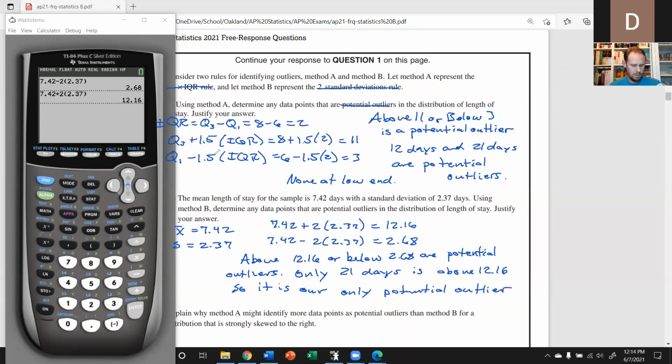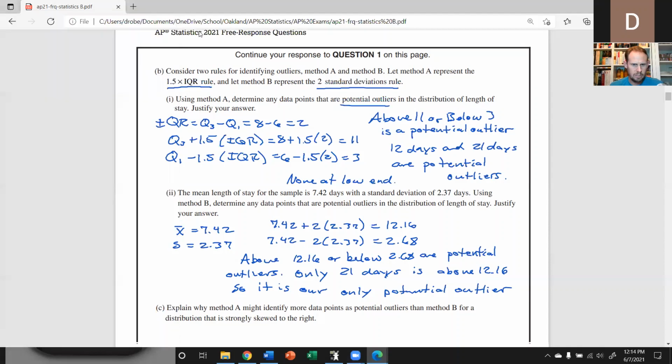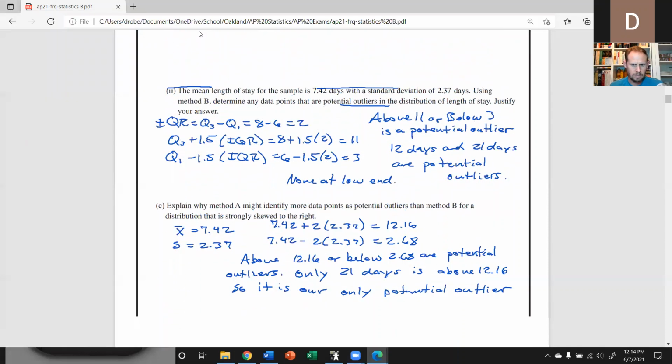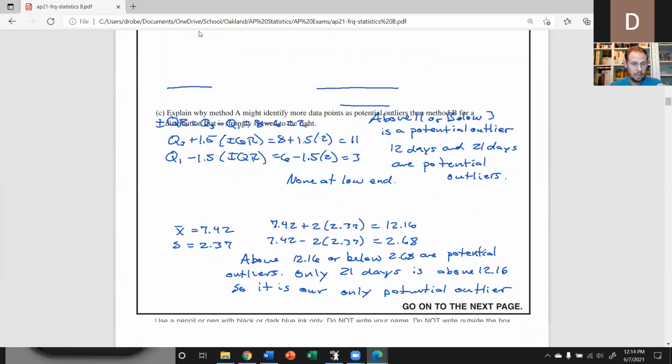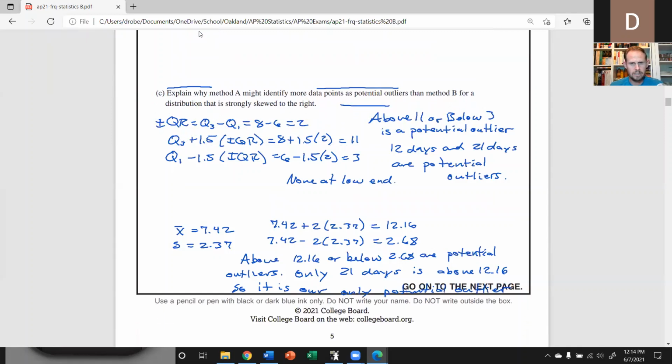All right, so there we go, outliers. Hopefully we got those 2 parts. Neither one of those was particularly difficult. All right, and then part C comes in and then you're like, what are you talking about here, guys? This is just all sorts of weird.